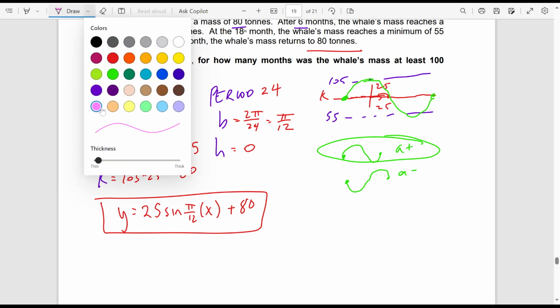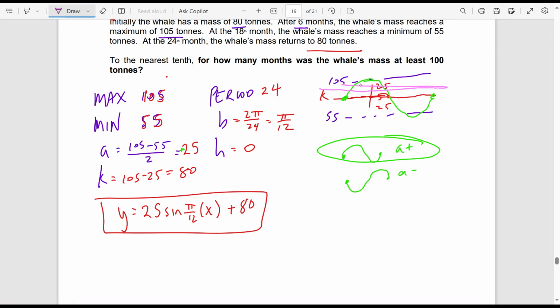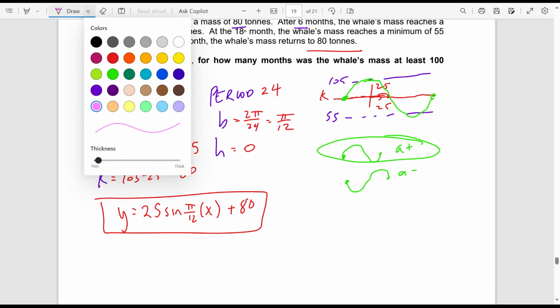At 100, which could be around there, let's just say. Everything above that line is what we're looking for right now. Everything above that line. So that's basically it. We always set it that way.